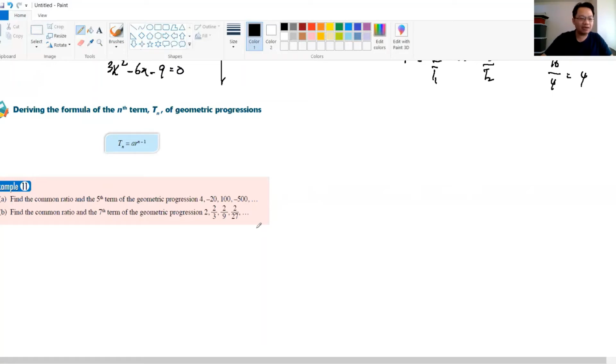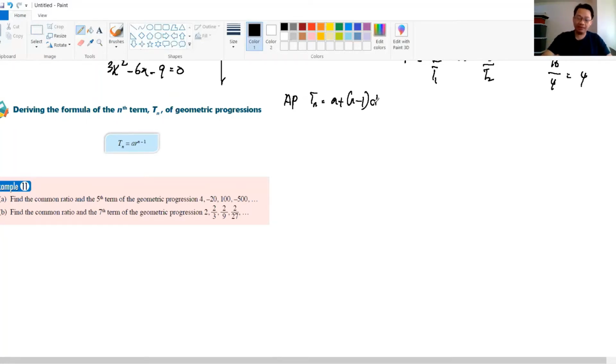The second subtopic, the second topic we want to discuss, is to derive the formula of the specific term in GP. Okay, similar to AP, right? In AP we also have Tn, the nth term, which is Tn equals A plus (n minus 1)d. This is the general formula.